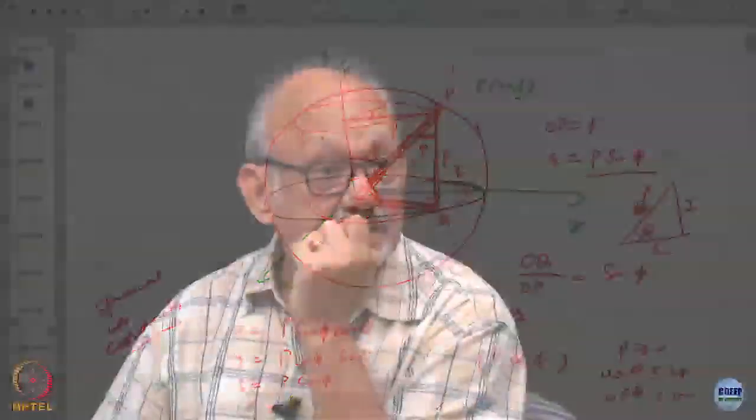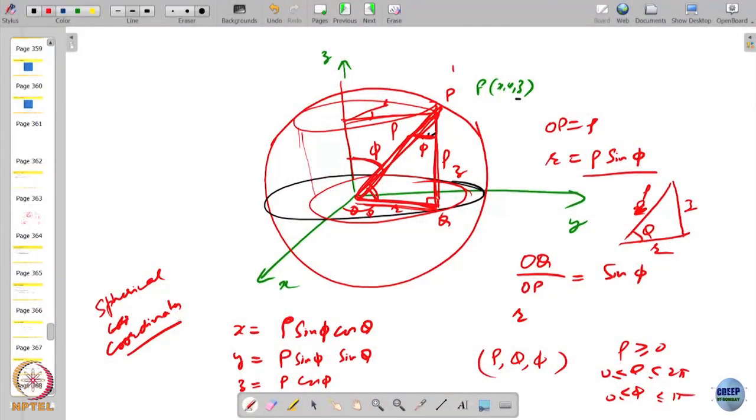So, in R3 there are three types of coordinates possible. One, Cartesian coordinates by looking at the corners of all parallelepipeds. Second is by looking at a point as a point on the cylinder, concentric cylinders, or third is by looking at concentric spheres.